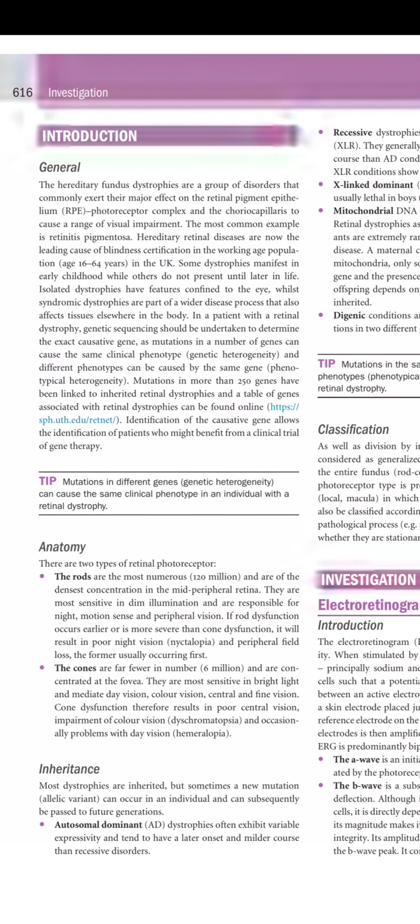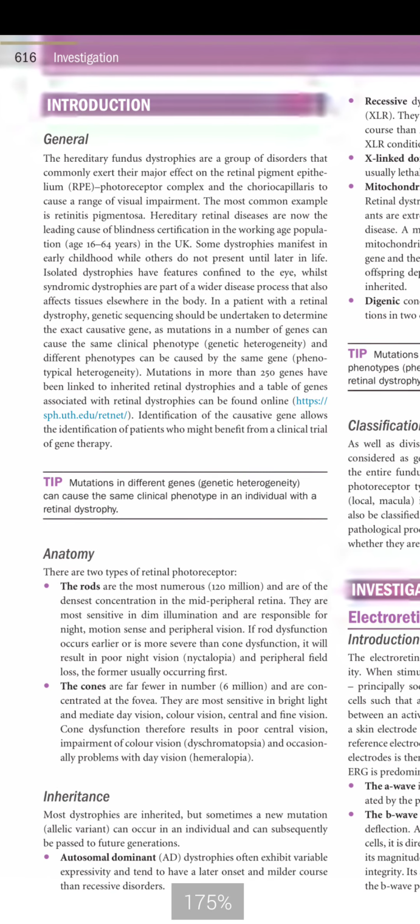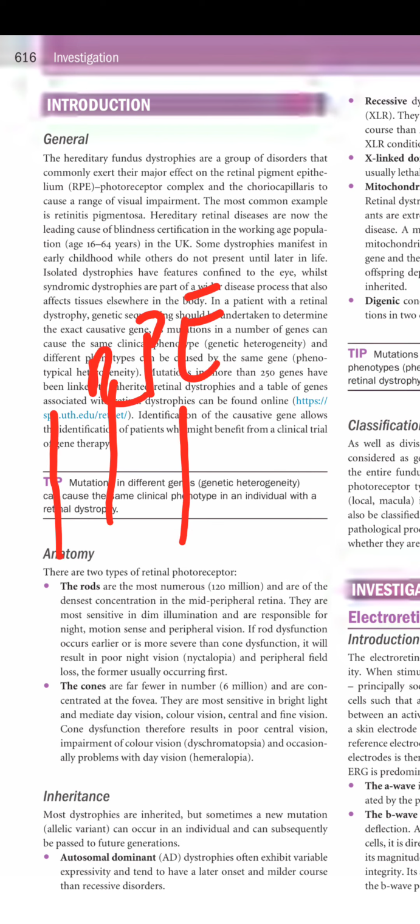The hereditary fundus dystrophies are a group of disorders that commonly exert their major effect on the retinal pigment epithelium, RPE, photoreceptor complex, and the choriocapillaris to cause a range of visual impairment. So mostly it affects the RPE, the photoreceptors, and the choriocapillaris. The most common example is retinitis pigmentosa.